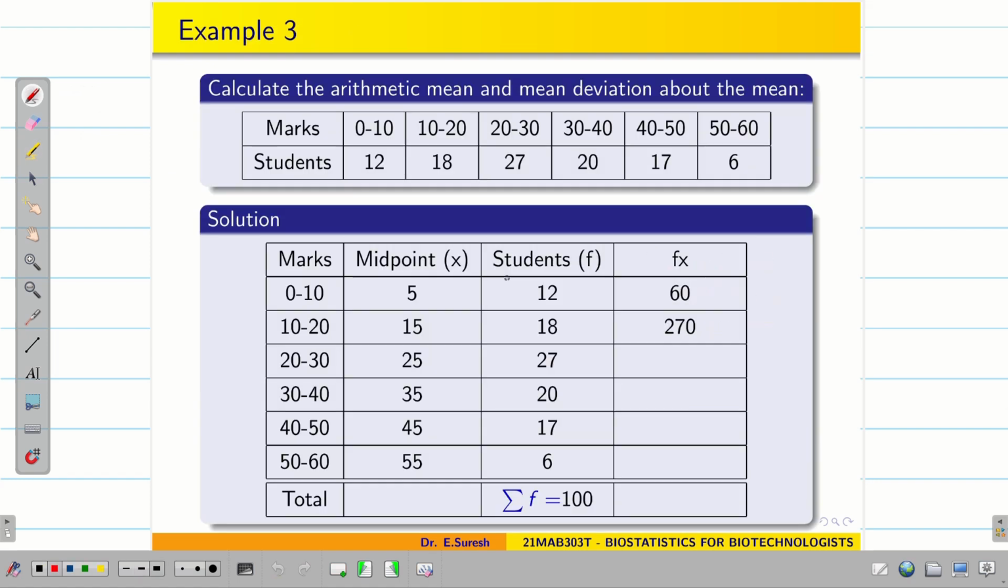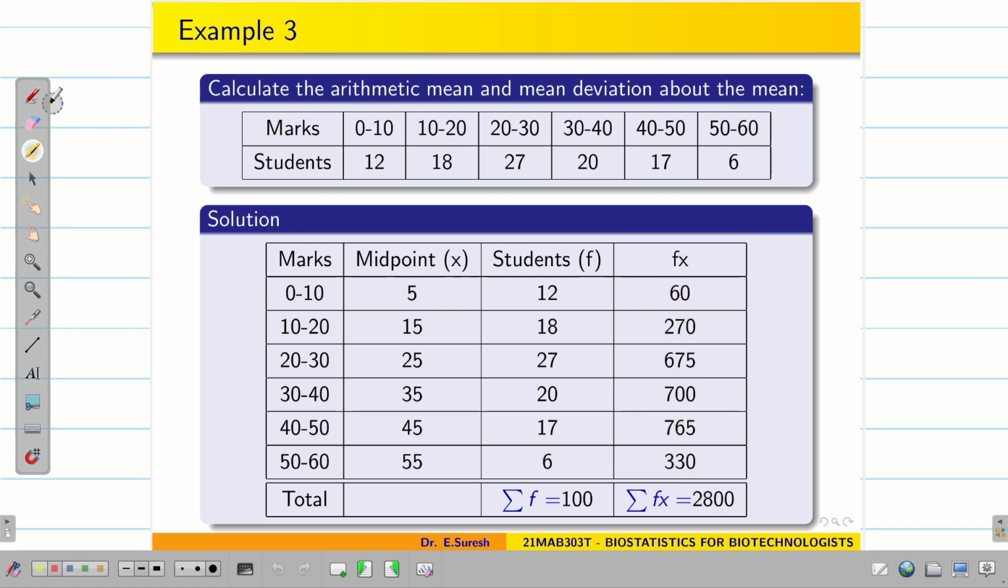In the similar way, just fill the table by entering 25, 27. We get 675. Then 35, 20, we get 700. 45, 17, we get 765. 55 and 6, finally we get 330. Add all this data and we get summation fx.